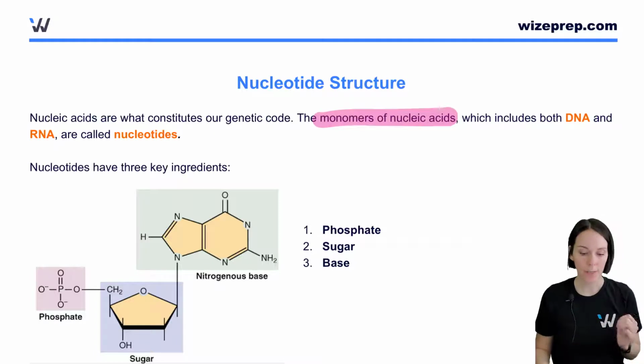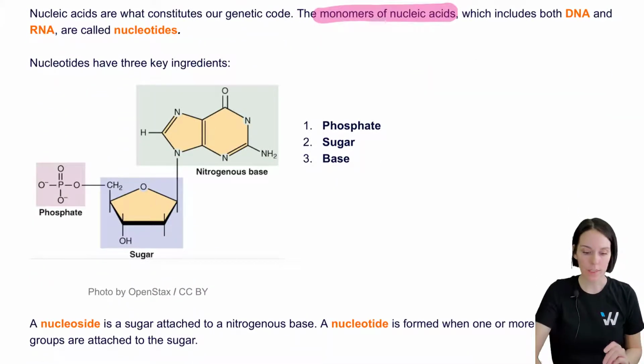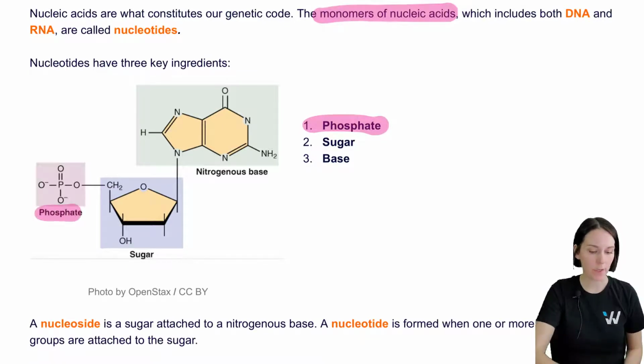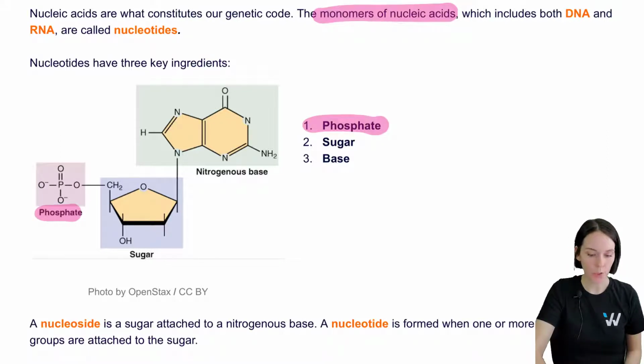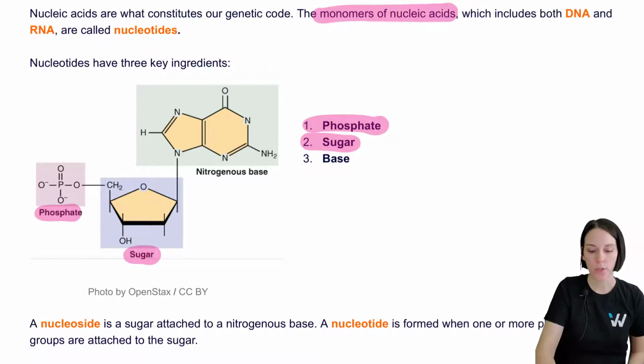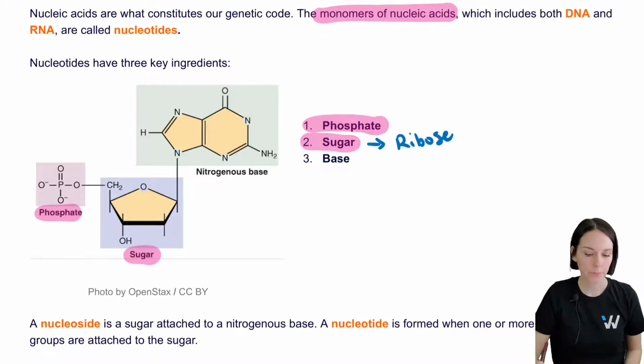Nucleotides have three key ingredients. They have a phosphate group. So if we look right here on the diagram, we see a phosphate group right there. And that phosphate is attached to a sugar. So here's our sugar right here. And specifically, the sugar that is found in nucleotides is a ribose sugar. And it can either be deoxyribose or a ribose, depending on if we're talking about DNA or RNA. We're going to talk about that in the next lesson.